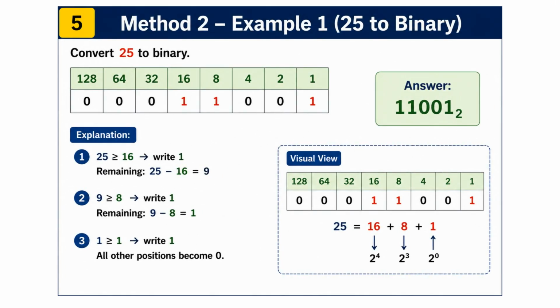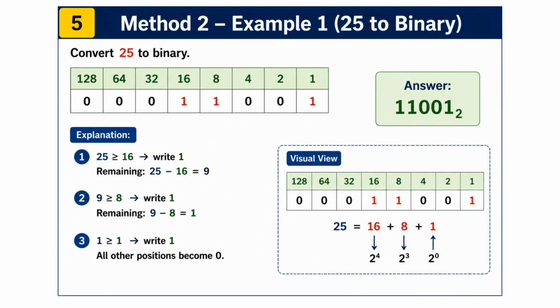Now, let's work through another example using the binary place value method. Our goal is to convert 25 into binary. First, write the binary place values: 128, 64, 32, 16, 8, 4, 2, and 1. Now, start with the largest place value that is less than or equal to 25. That value is 16, so write a 1 under 16. Now, subtract 25 minus 16 equals 9.